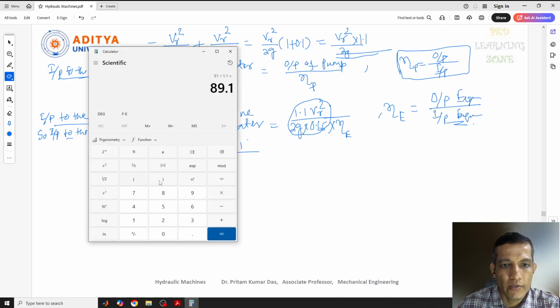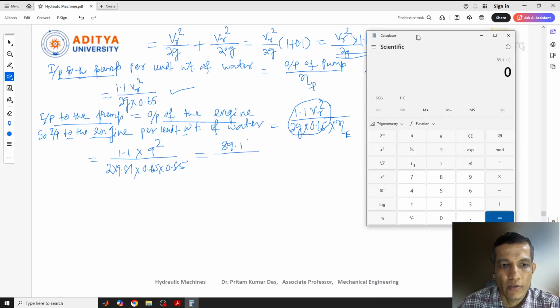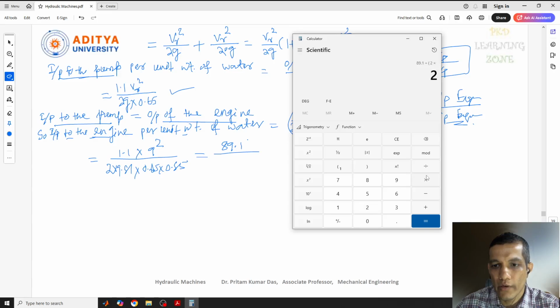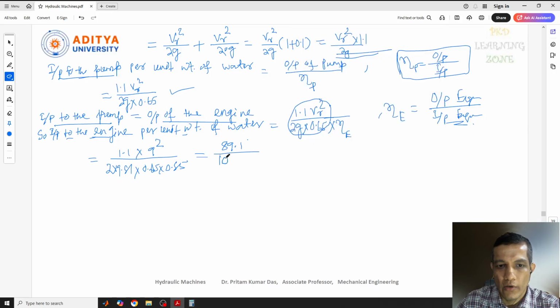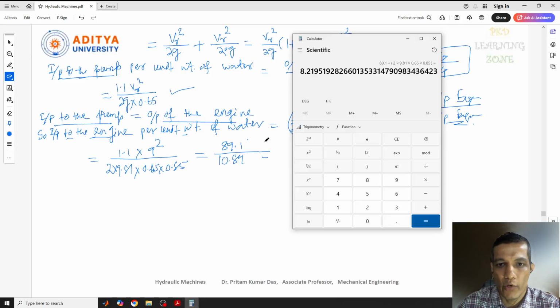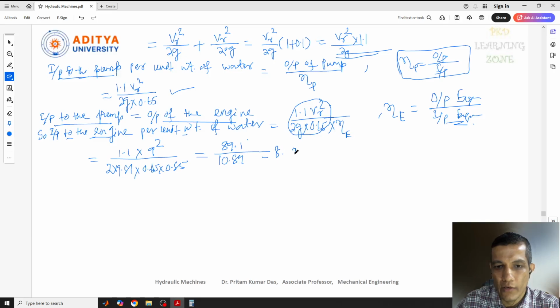directly I'll do one thing, I'll divide by 2 into 9.81 into 0.65 into 0.85, bracket close. So this is exactly 10.84. Finally you will get the final value 8.219, so we can write this as 8.22. You can write the unit as Newton meter per Newton. So this is the input.